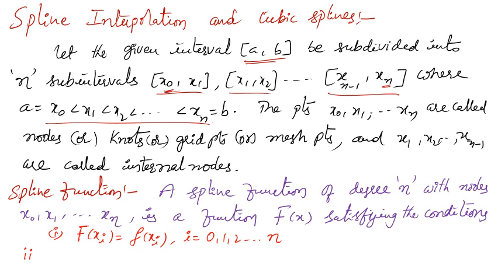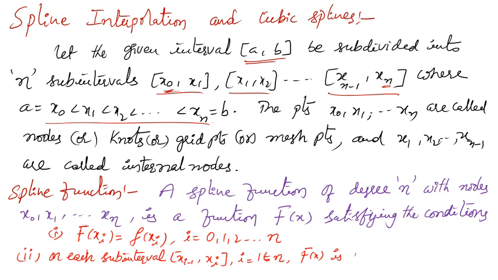And the second condition is, on each subinterval, what are the subintervals? General notation, xi minus 1 to xi, for i equal to 1 to n, capital F of x is a polynomial of degree n. What is the capital F of x? It is a polynomial of degree n. First condition, interpolatory conditions, P of xi equal to f of xi, like that. In place of p, we are considering the function capital F.